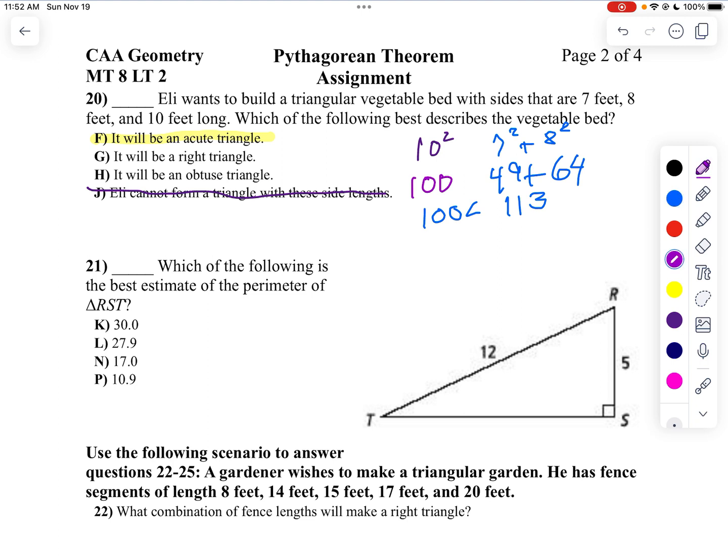I want to find the perimeter of this, but I'm missing a side. I know the hypotenuse is 12. So I'm going to say 12 squared equals st squared plus 5 squared. Remember, simplify first, so 144 equals st squared plus 25. Well, let's subtract 25 from both sides.